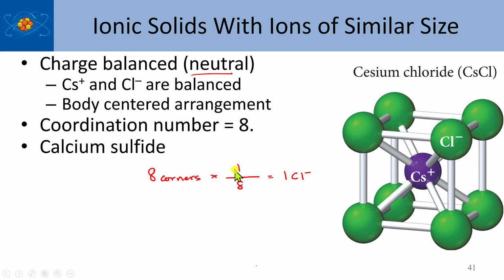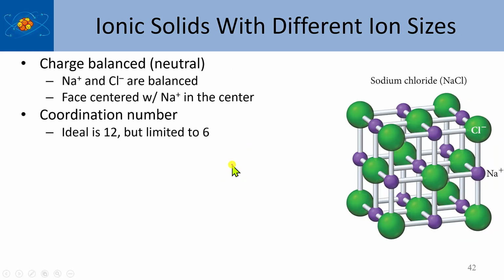Coordination number is 8. Now, when we look at sodium chloride, like table salt, for example, what happens is the sodium ions are a lot smaller than the chloride ions. The problem with that is then we have to figure out how to space this out correctly, so that, one, the charges are balanced, right? And two, we get an equal number of sodiums and chlorides in the unit cell.